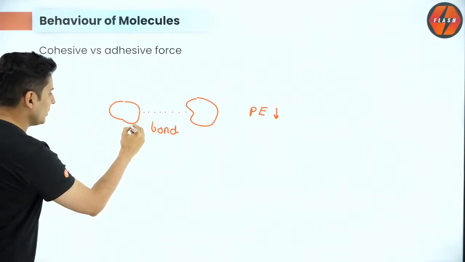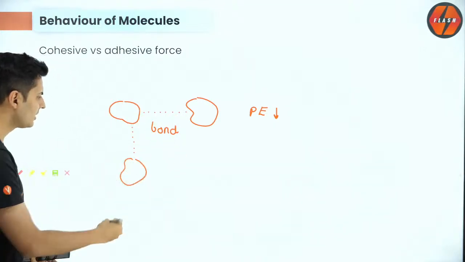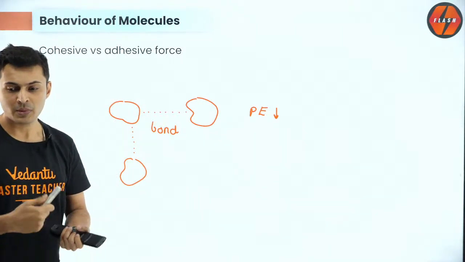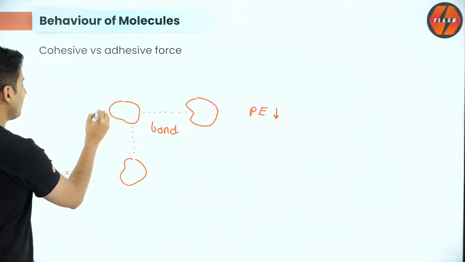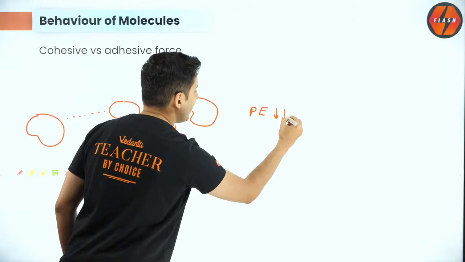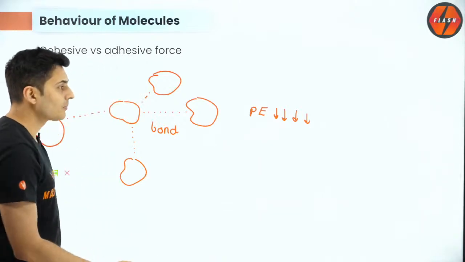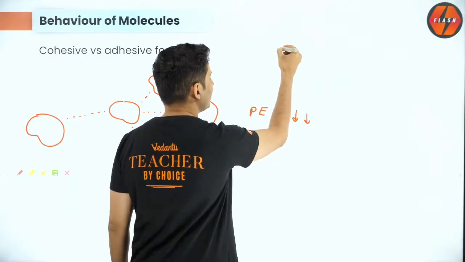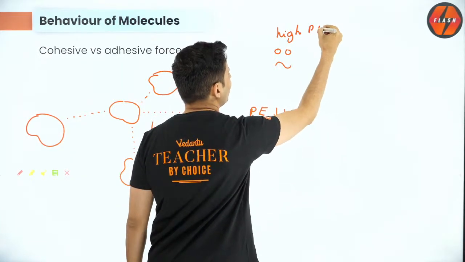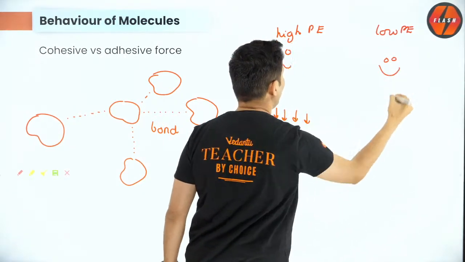Now, if this same molecule forms another bond with another molecule, these are all cohesive bonds, then the potential energy will decrease further because it is forming one more bond. If it forms another bond with some other molecule over here, the potential energy will decrease further. Every time it forms a bond, the potential energy keeps decreasing. And what have we seen before? If a system has very high potential energy, it is very sad. Whenever the system has low potential energy, it is going to be very happy.